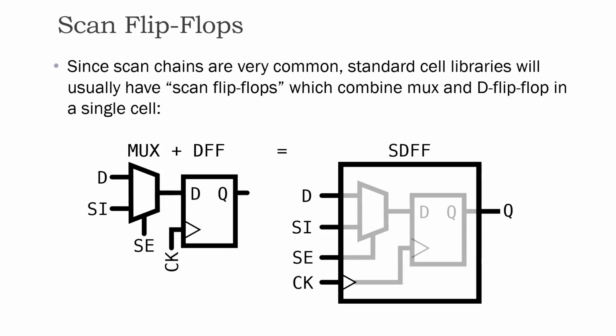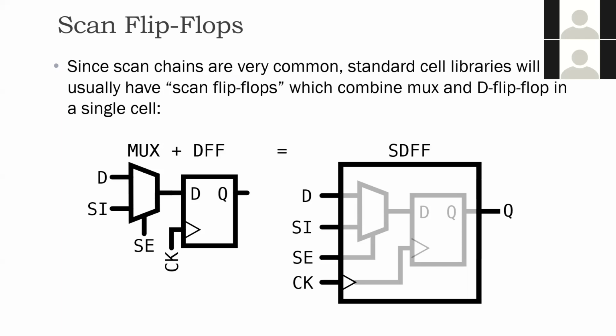Now, since scan chains are very common, in fact, pretty much you would never design a chip that is not testable. And to enable testability, you have to have scan chains. At least to test the standard cell logic, you have to have scan chains. So since scan chains are so common that I would consider them ubiquitous, standard cell libraries will usually have what I call scan flip-flops.